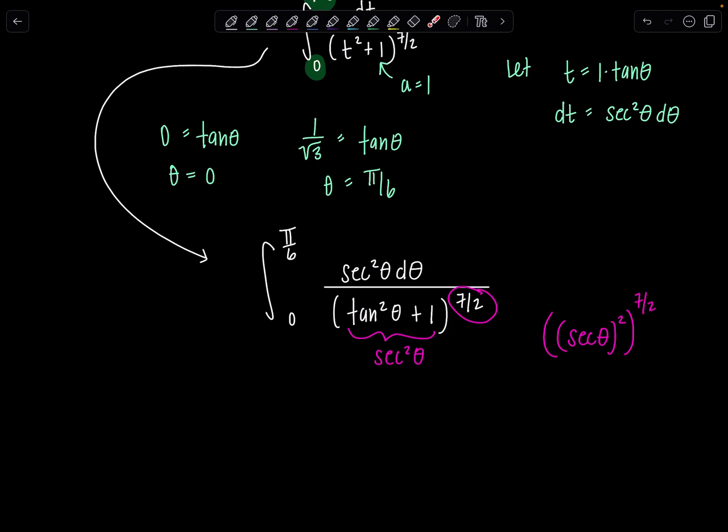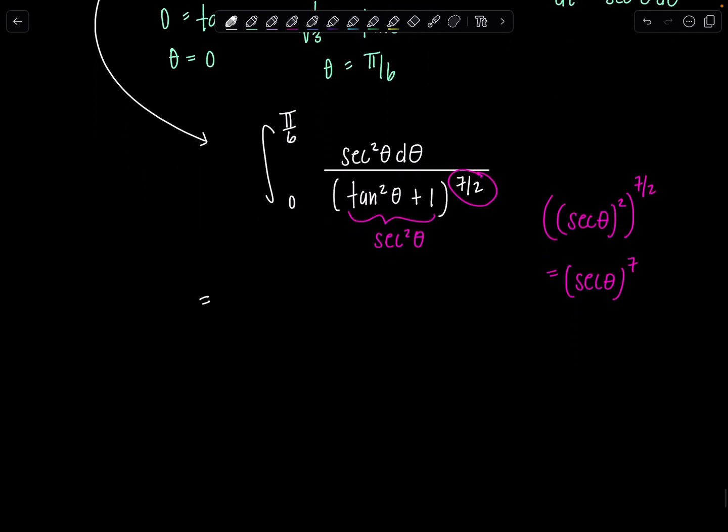Do you remember your laws of exponents? When you raise a power to another power, you multiply. You multiply these exponents. So 2 times 7 halves, the 2 will cancel, right? And I just end up with secant theta raised to the 7th. Okay, so here we're going to have the integral from 0 to pi over 6 of secant squared theta d theta over (secant theta) to the 7th. Usually we put the 7 inside as a little abbreviation, but when taking derivatives or playing around with things, if you want to write the exponent outside of some parentheses, I recommend it. It'll be helpful, especially if you get confused with this stuff.